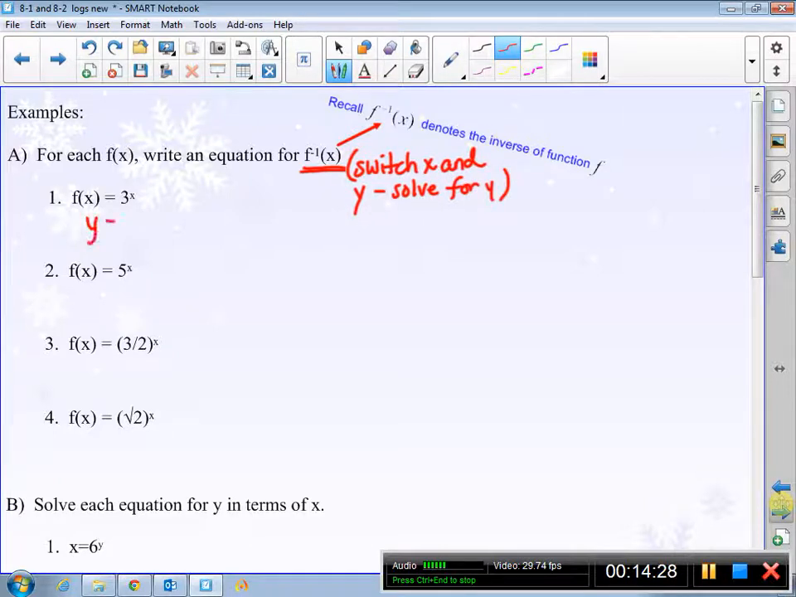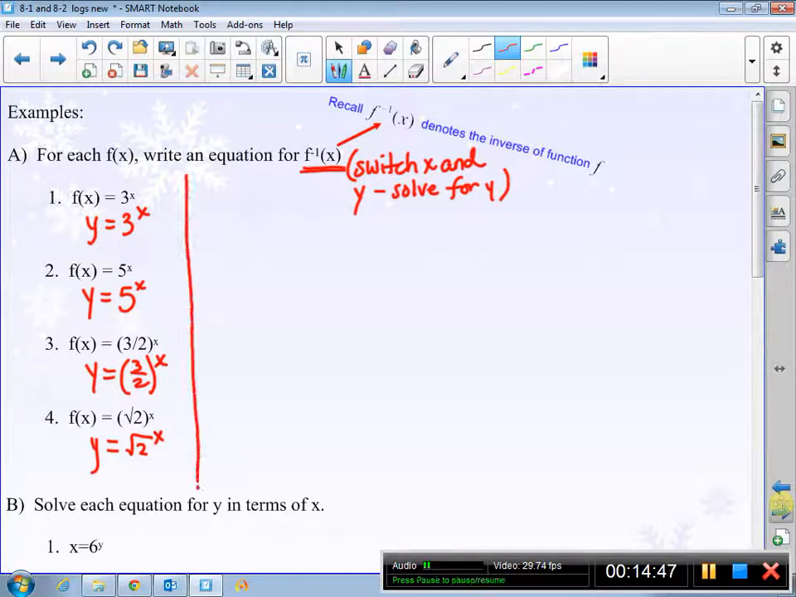So this is y equals 3 to the x. This is y equals 5 to the x. This is y equals 3/2 to the x. This is y equals square root of 2 to the x. So let's start our inverse work. Switch x and y.